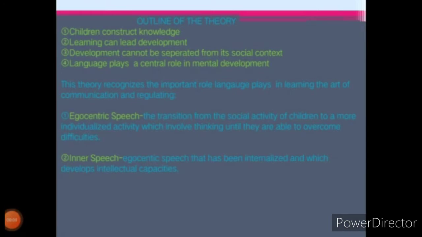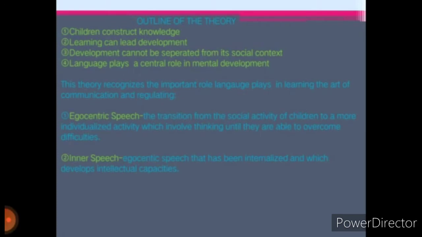The main points of this theory are: children can construct knowledge, learning can lead to development, development cannot be separated from its social context, and language plays a central role in mental development. This theory recognizes the important role language plays in learning, the art of communication, and relating egocentric speech and inner speech. Egocentric speech is the transition from the social activity of children to a more individualized activity which involves thinking until they're able to overcome difficulties.